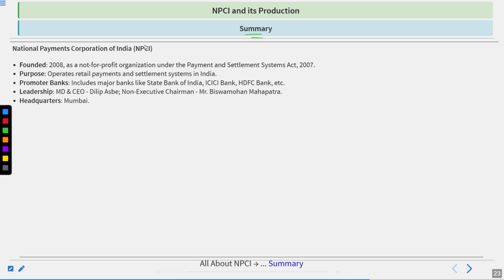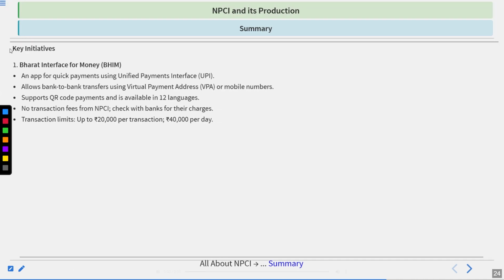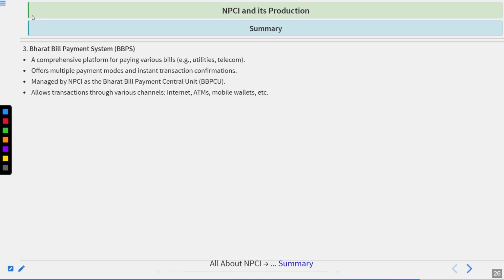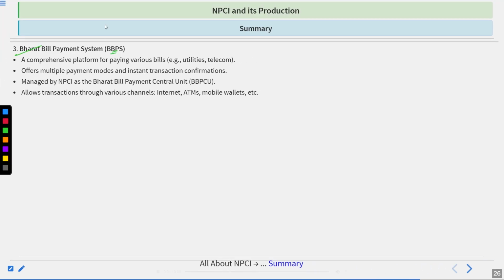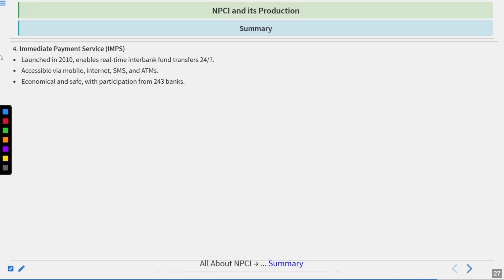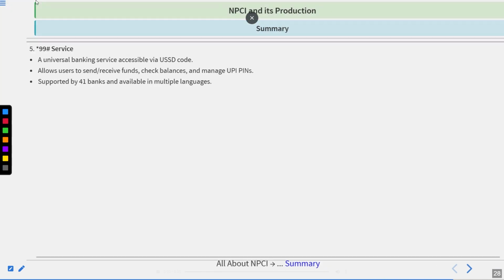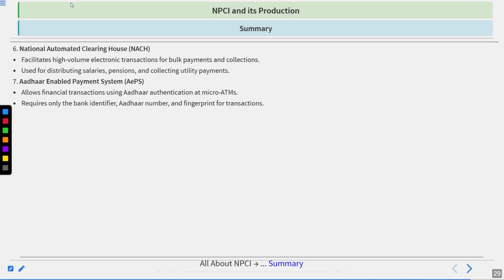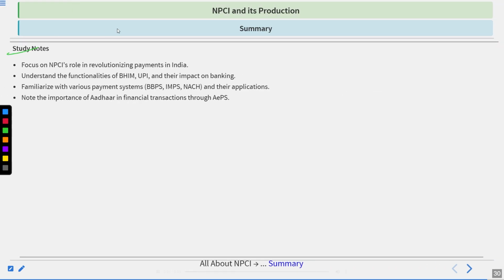Here we have talked about the topics. Now its part was summary discussion. We have talked about the NPCI like founded purpose, promoter bank, leadership, headquarters. Key initiatives like Bharat Interface for Money, BHIM, Unified Payment Interface, UPI, Bharat Bill Payment System, BBPS, Immediate Payment Service, IMPS, Star 99# service, National Automated Clearing House, NACH, Aadhaar Enabled Payment System, AEPS, study notes also.